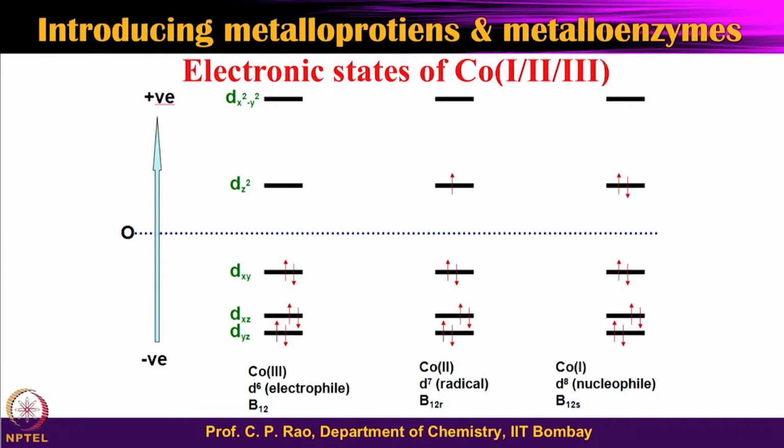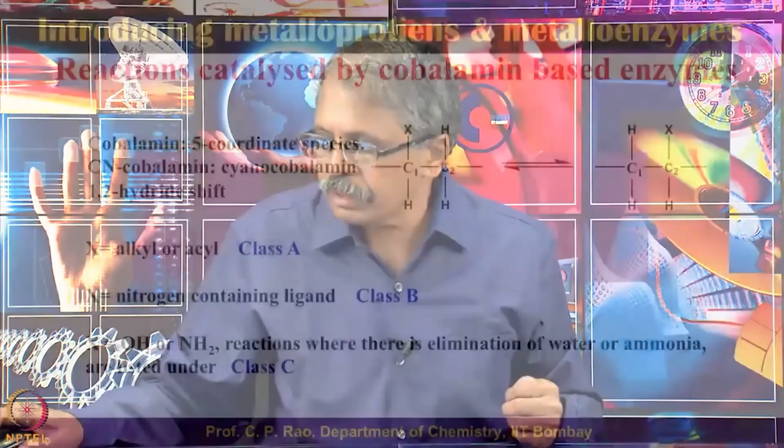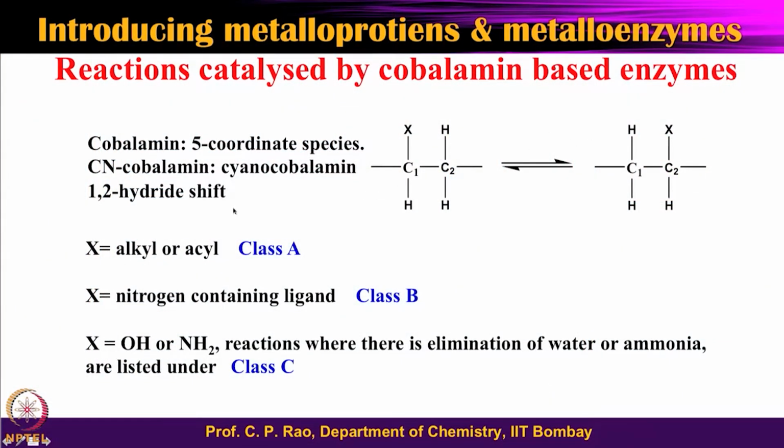So, B12 is cobalt 3, B12r is cobalt 2, B12s is cobalt 1, and that is what we get. Now, having looked at the characteristics of the cobalt center oxidation state, the binding from the benzimidazole, the binding from the X point of view, and the whole thing interacting with the protein, let us see what kind of reactions these cobalamin-based enzymes are involved in.